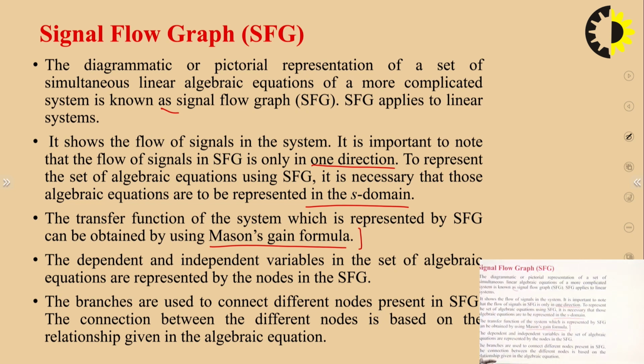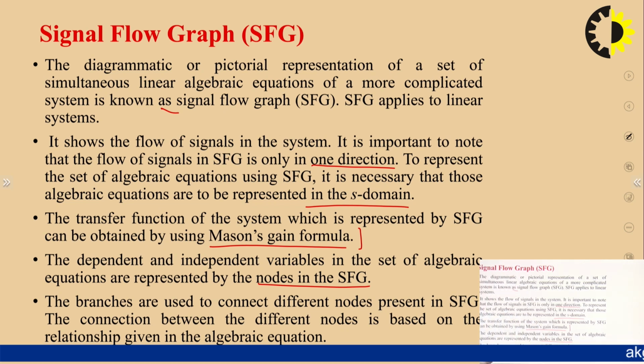The dependent and the independent variables in the set of algebraic equations are represented by nodes in the SFG. In a block diagram, we have two types of things: one is the takeoff point, another is the summing point. Here, all those takeoff points and summing points will be taken as simple nodes. In between nodes, branches are present, and at each branch the transmittance of that corresponding branch is written. The branches are used to connect different nodes present in the SFG. The connection between the different nodes is based on the relationship given in the algebraic equation.